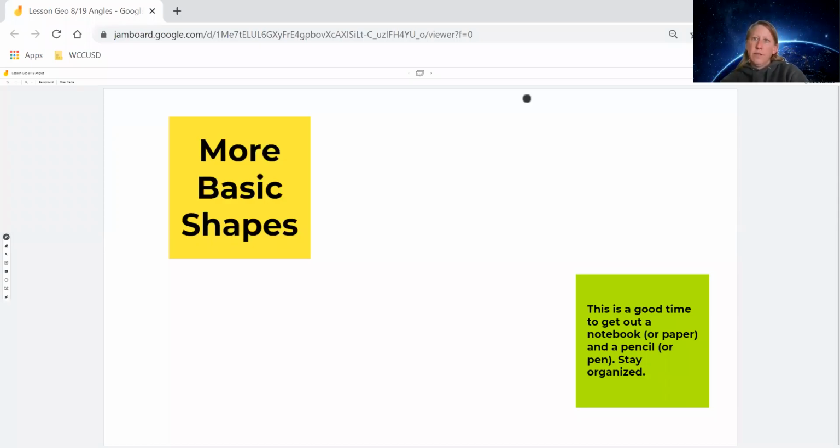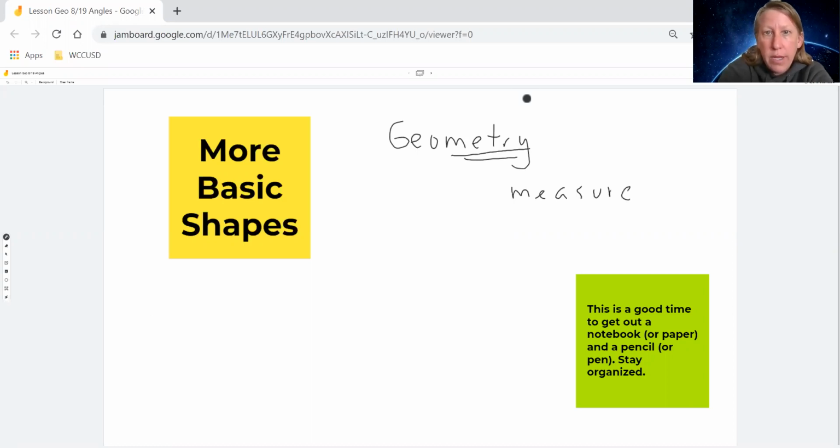Hello students. Today we're going to talk about more basic shapes in geometry. But I want to go back and ask you, what is geometry? Well, let's look at the word first. Metry means to measure. And geo is the prefix for earth.